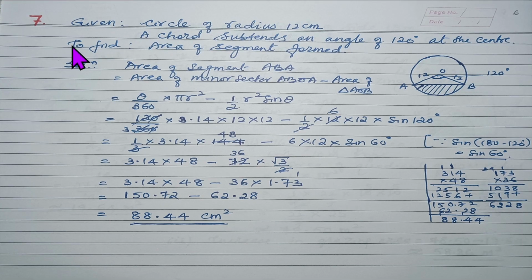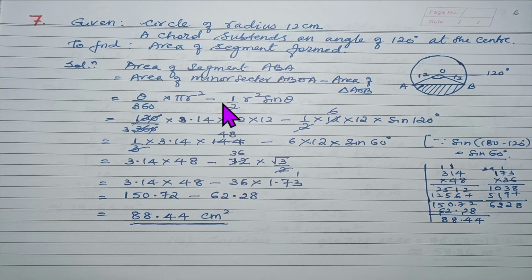Now coming to the next example, that is example number 7. We are given a circle with center O. The radius is 12 centimeters, and a chord subtends an angle of 120 degrees at the center. We have to find the area of the segment formed. The area of segment ABA, and the formula is very simple again: area of minor sector ABOA minus area of the triangle AOB, that is half r square sin theta.